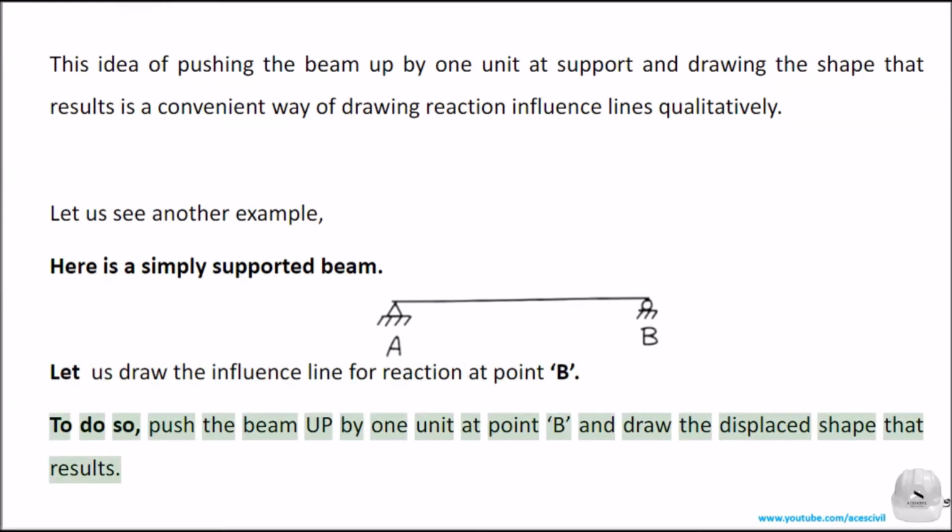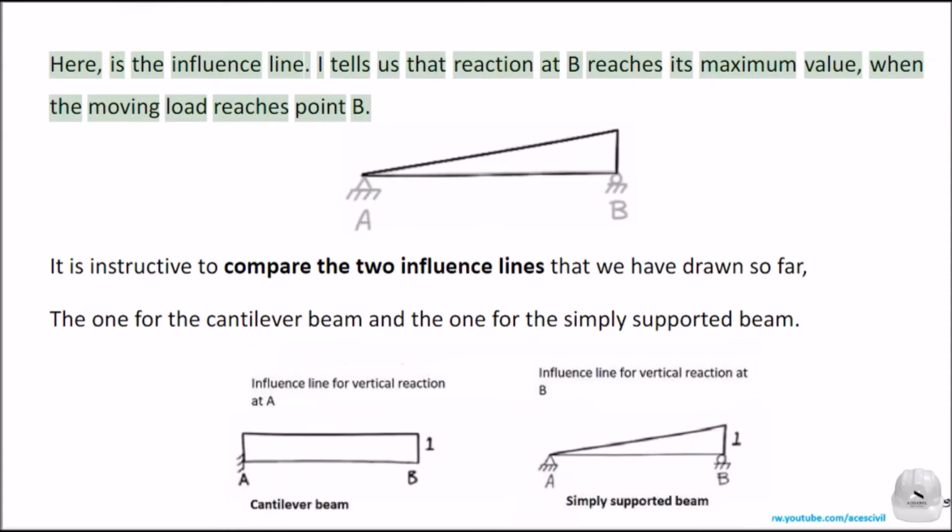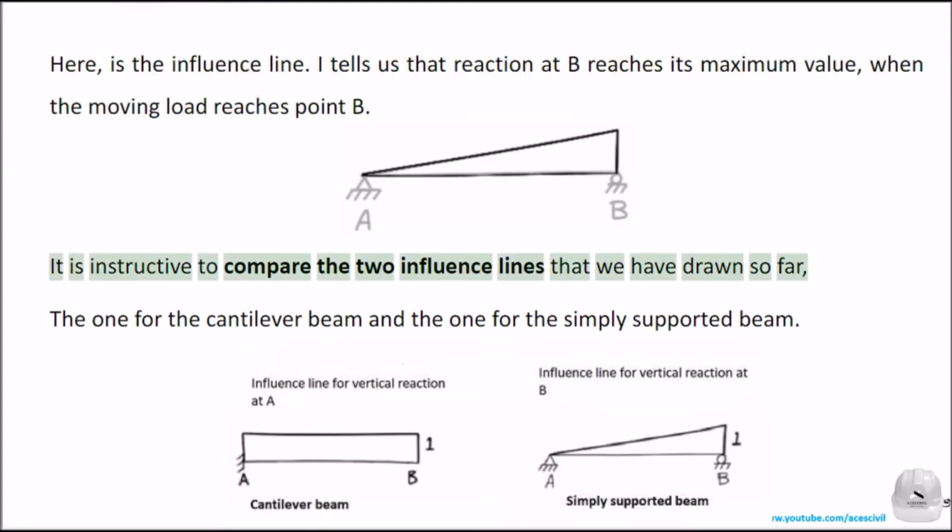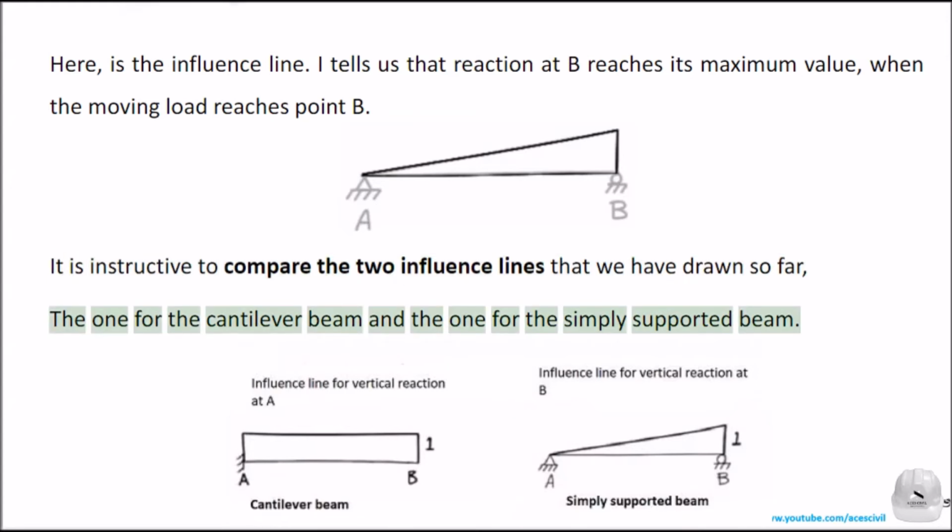To do so, push the beam up by 1 unit at point B and draw the displaced shape that results. Here is the influence line. It tells us that the reaction at B reaches its maximum value when the moving load reaches point B. It is instructive to compare the two influence lines that we have drawn so far: the one for the cantilever beam and the one for the simply supported beam.